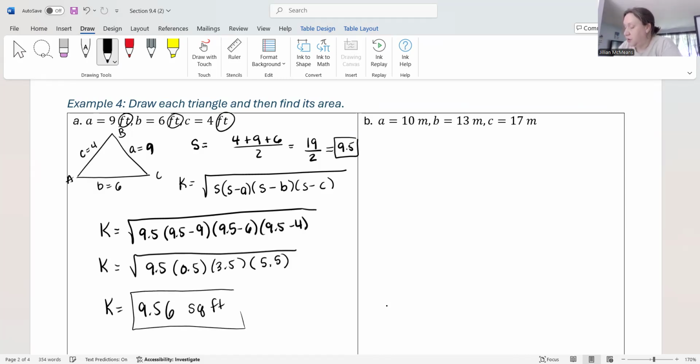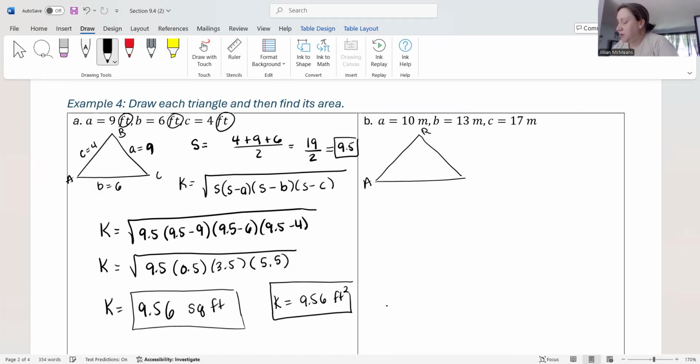Or if you prefer, you could say 9.56 square feet written like this. They mean the same thing, and I don't have a preference one way or the other. Okay? Now for part B, let's draw our next triangle.